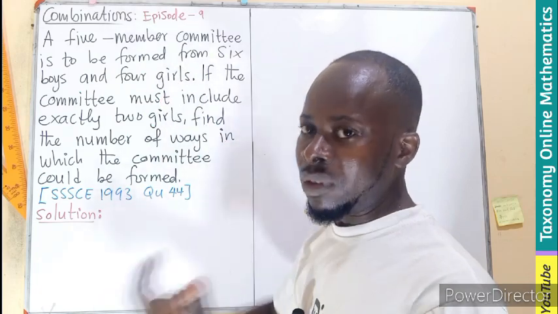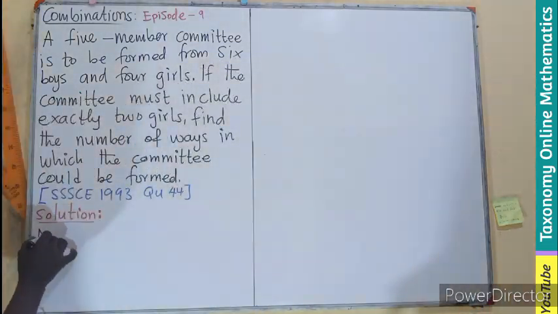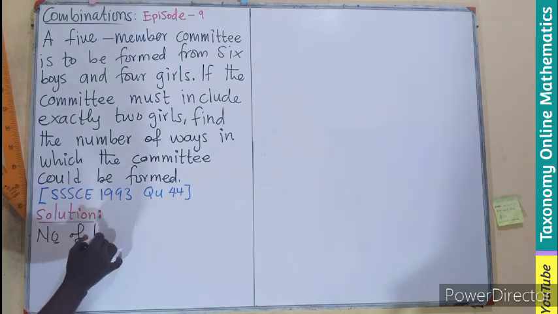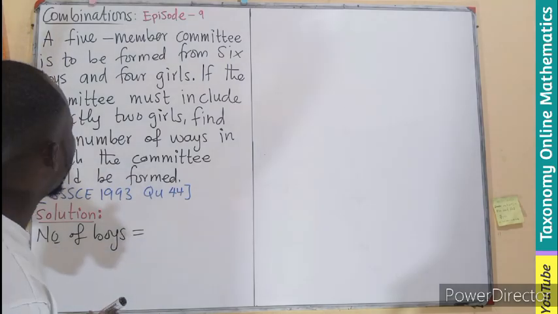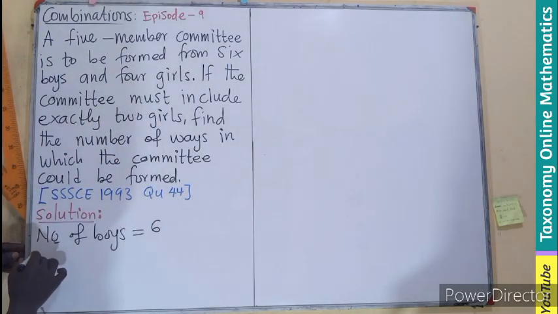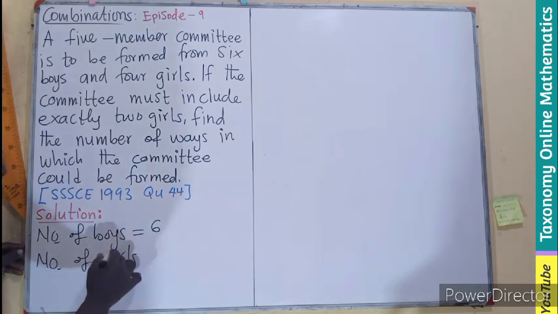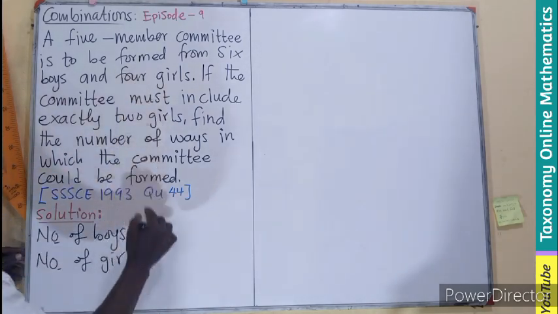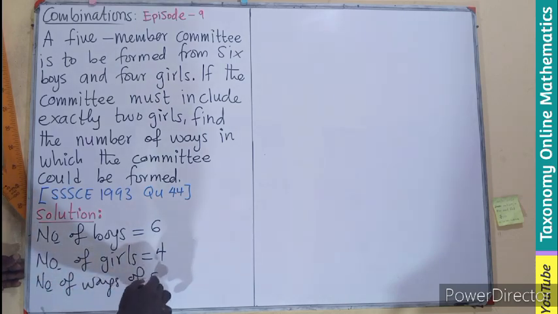And here means multiplication. So we are going to first deal with the number of boys, how many boys we have available, which is representing the n. The number of boys we have is 6. Then the number of girls we have available is 4. These are the 4 girls we have. Now we need to deal with the number of ways of selecting.